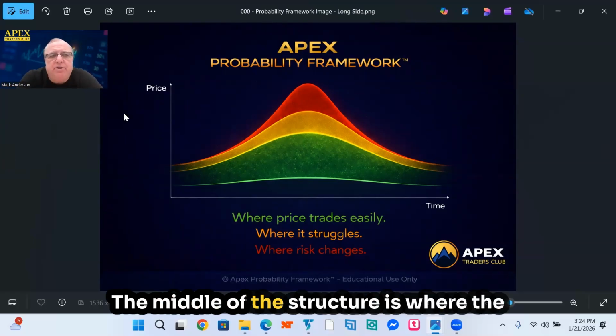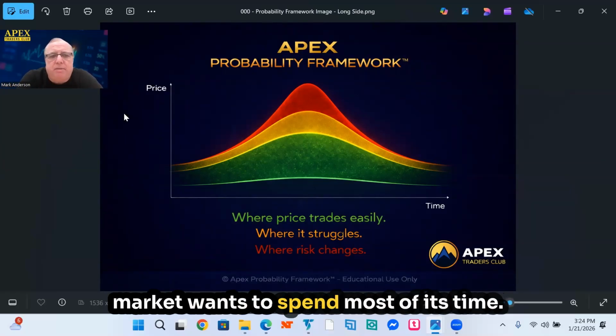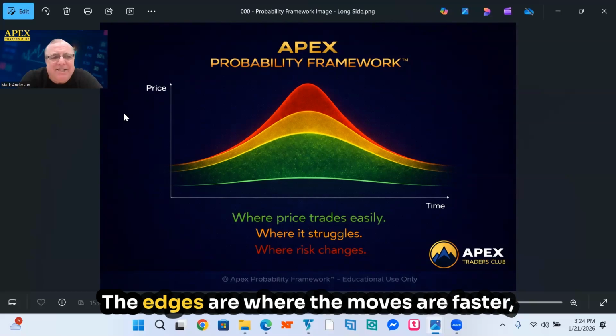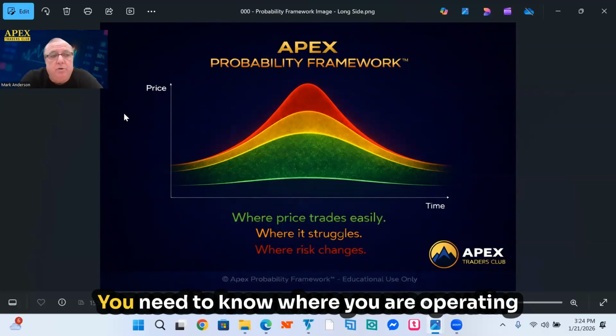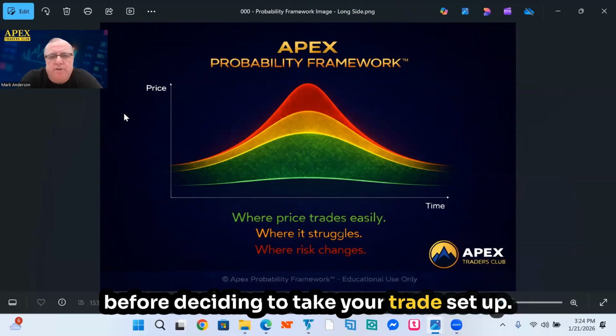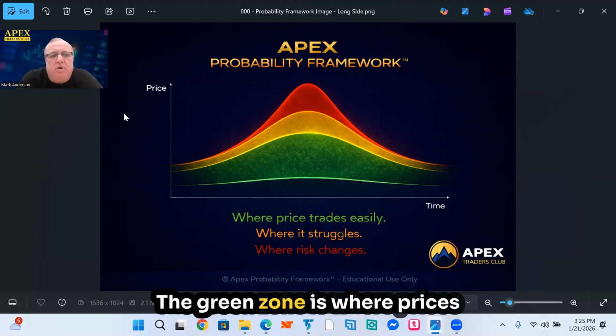The middle of the structure is where the market wants to spend most of its time. The edges are where the moves are faster, risk is higher, and mistakes are punished. You need to know where you are operating before deciding to take your trade setup. The green zone is where prices are traded easily, right in here.